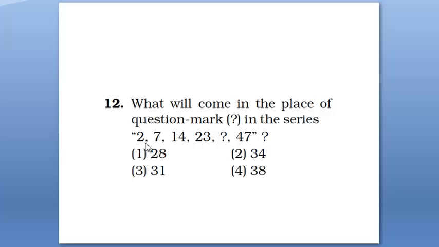Look at the difference. There's a 5. Difference of 5 between the first two numbers. Difference of 7. And then there's a difference of 9. So it's 5, 7, 9. And obviously the next number will be 11. You add 11 to 23, you get 34 is your answer. Alright, next question.